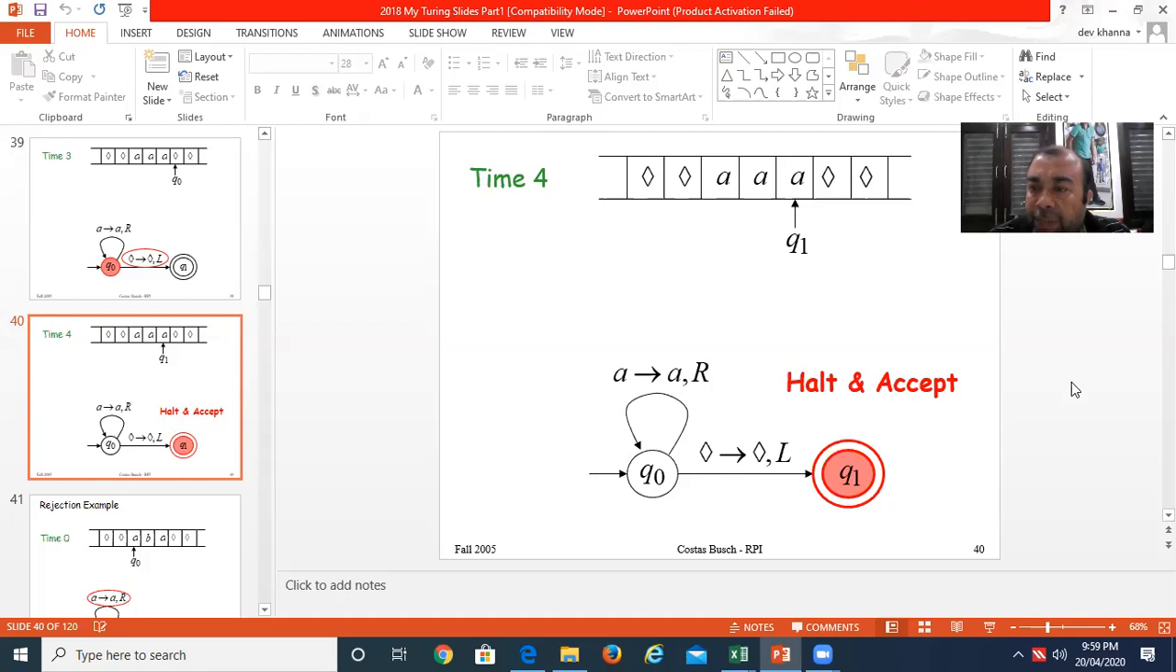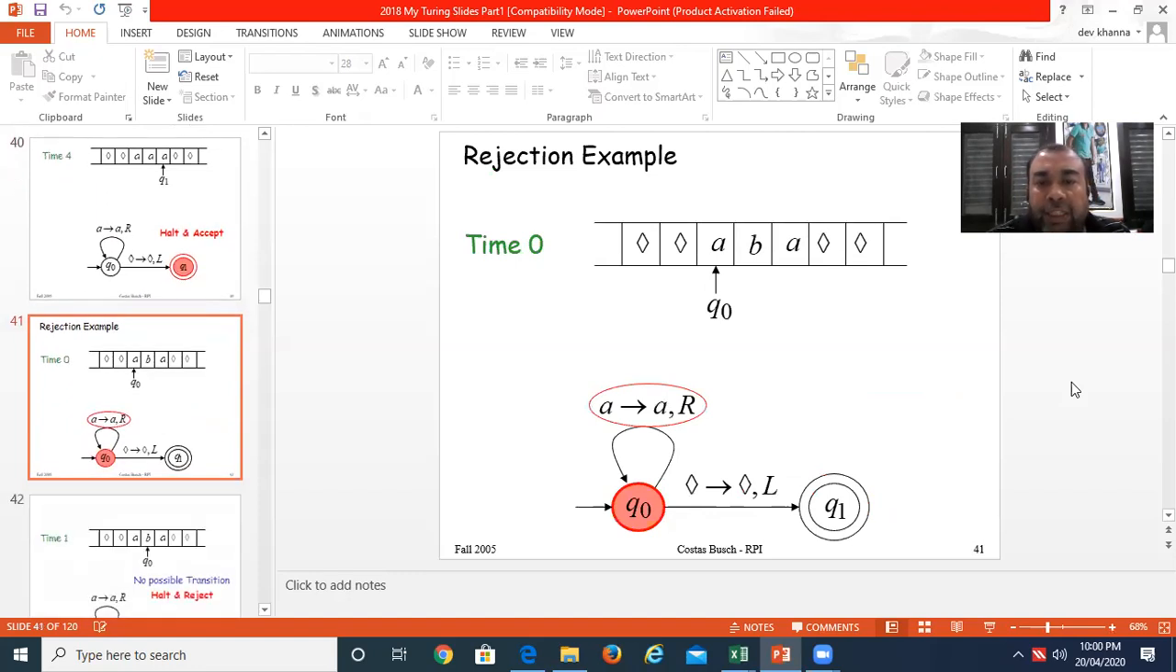Because what is our ultimate objective? Our ultimate objective is that after reading the last character, we should reach the final state. And whatever the position of the head pointer at this moment, whether you switch towards the right hand side or left hand side or on the blank symbol, that is not the major issue. Okay.